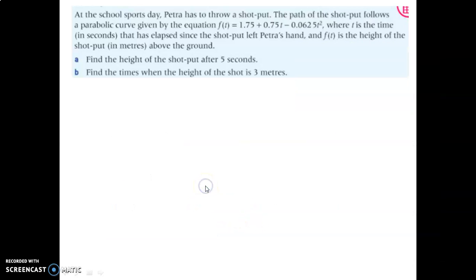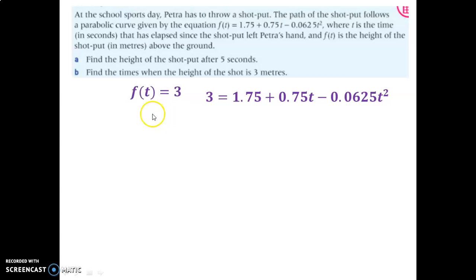Let's look at B now. Find the times when the height of the shot is 3 meters. So this time we're saying when is the height 3 meters? Okay, so f of t, which represents the height, like the y value. So this is like saying when is y equal to 3. So we can replace that part of the function here.